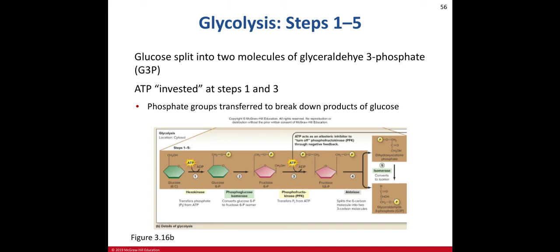So here's what's happening. Glucose is split into 2 molecules of G3P. We've got to put some ATP in order to end up with our products at the end. So we're going to have these phosphate groups that are going to transfer to break down the glucose. In this, you're not really going to need to know any of these individual enzymes at this step. Just know glycolysis, you must put ATP in order to break down the glucose and make your G3P molecules.